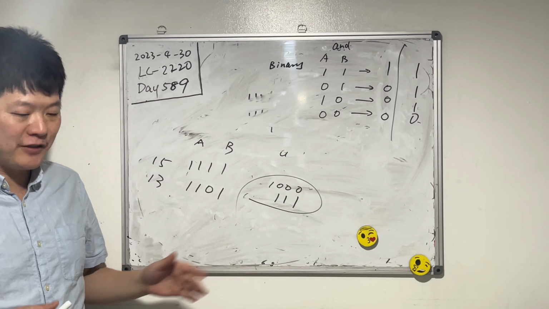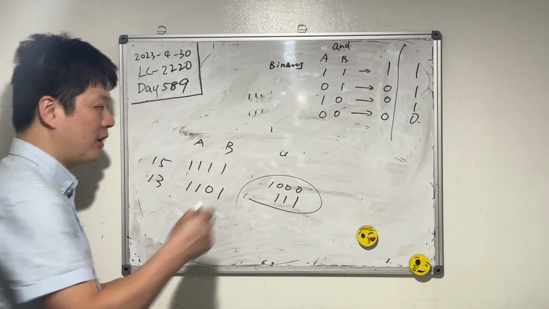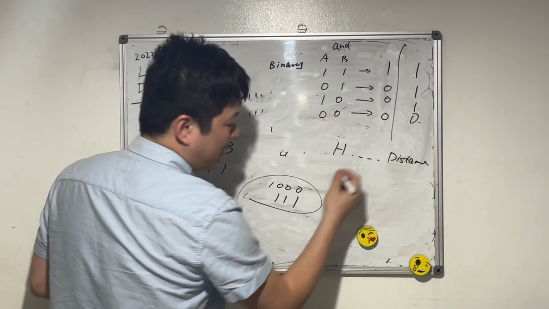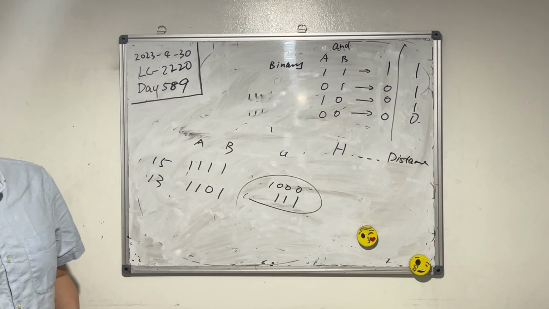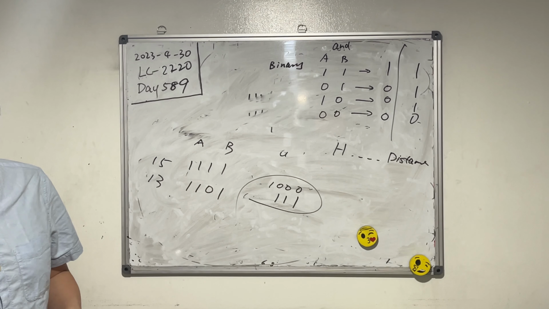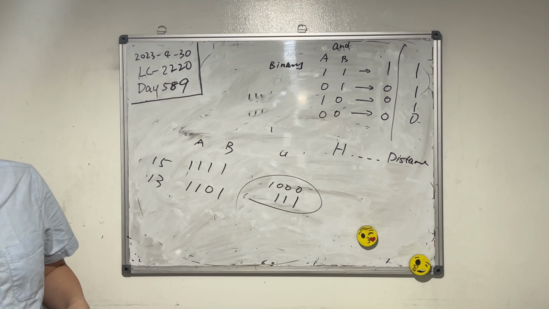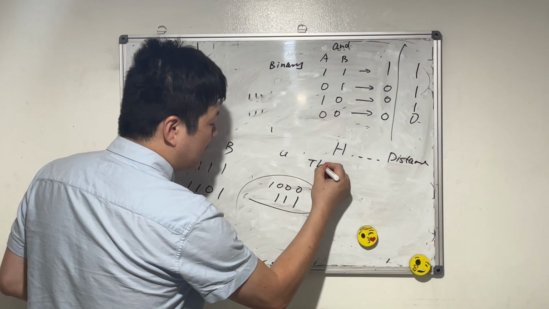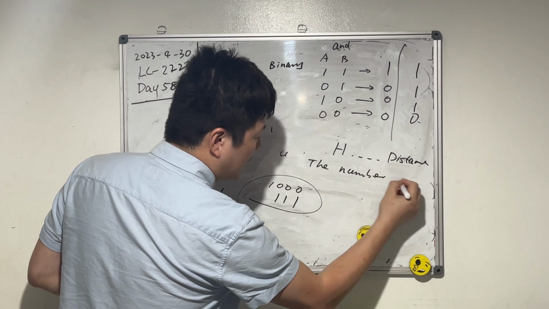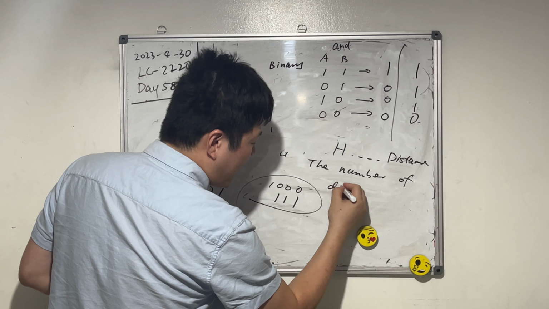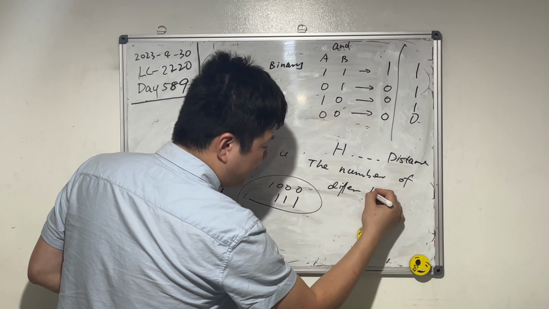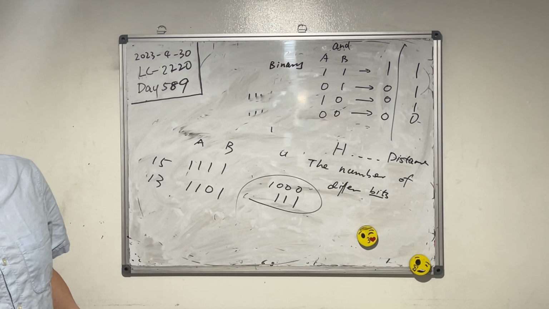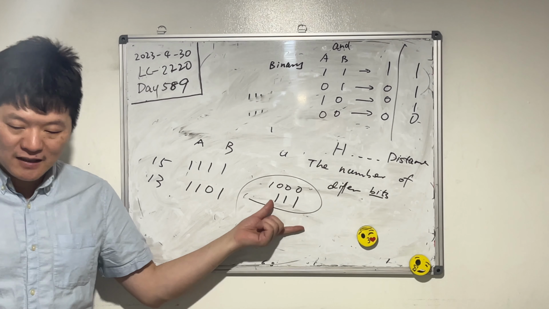At the very beginning of this lesson, I mentioned a concept which is called Hamming distance. What's the Hamming distance definition? Remember? The number of different bits, right? This is called Hamming distance, okay? Different digits.